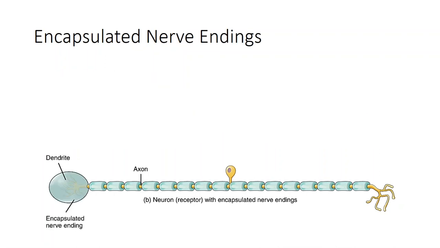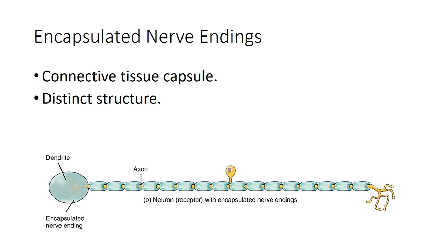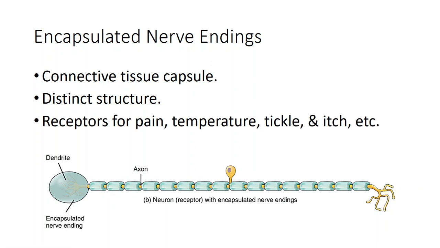The dendrites of the encapsulated nerve endings are enclosed in a connective tissue capsule. These have a distinct microscopic structure. The different types of capsules enhance the sensitivity or specificity of the receptor. Receptors for somatic and visual sensations, such as pressure and vibration, are encapsulated nerve endings.